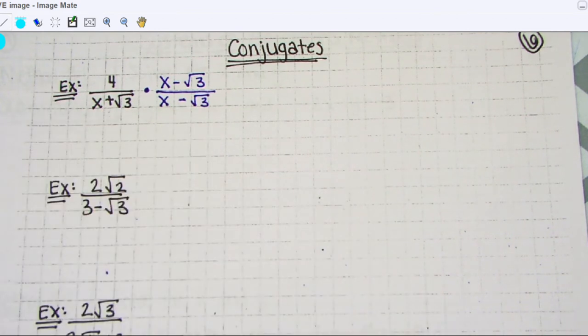What we're basically doing is creating a difference of squares on the bottom. So remember when we did factoring with the difference of squares, you had like x minus 4, x plus 4 in parentheses. Same idea here. It's basically the difference of squares. Okay.